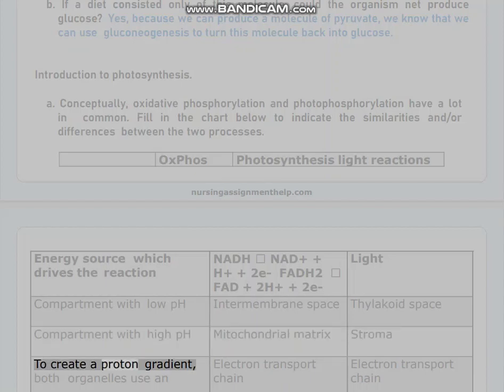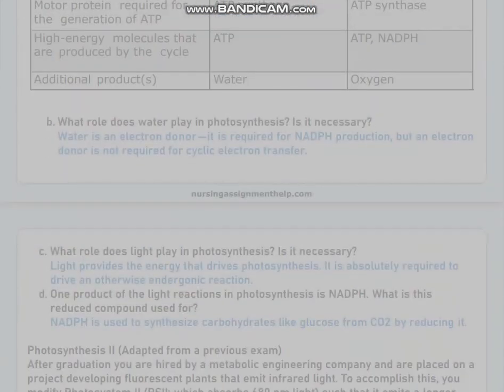To create a proton gradient, both organelles use an electron transport chain. Motor protein required for the generation of ATP: ATP synthase. High energy molecules that are produced: ATP, NADPH. Additional products: water, oxygen.